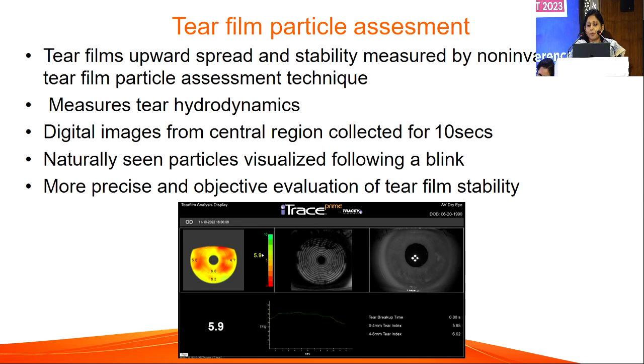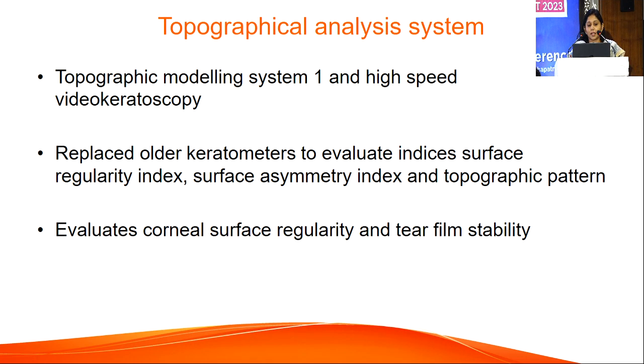Then tear film particle assessment. So this gives a very good, precise and objective evaluation of tear film stability. Here the tear film's upward spread and stability is measured by non-invasive tear film particle speed. So tear film particle speed gives a very good measure of tear film hydrodynamics. Digital images are taken from the center region of the cornea for 10 seconds and they are then fed into the software system to evaluate the speed of the tear film particles.